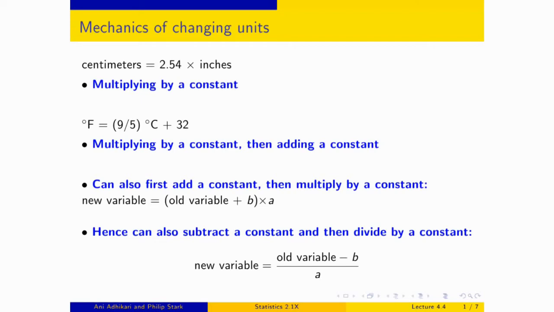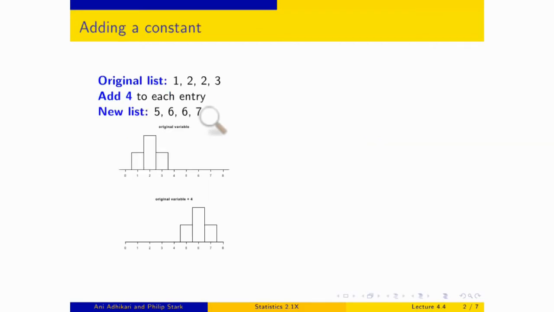So let's see what happens to distributions when you make moves like this, and we'll start with a simple case where we're simply adding a constant to a simple list. You take a list 1, 2, 2, 3, and you simply add 4 to each entry. You get 5, 6, 6, 7. What happens to the histogram? Well, there's our original one, 1, 2, 2, 3. Once you've added 4, you've got 5, 6, 6, 7, and what has happened? Exactly. The histogram has slid 4 units to the right.